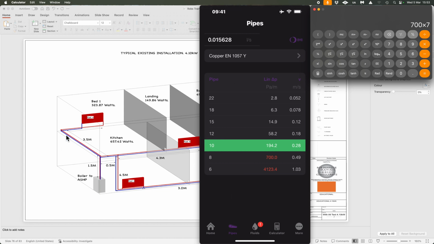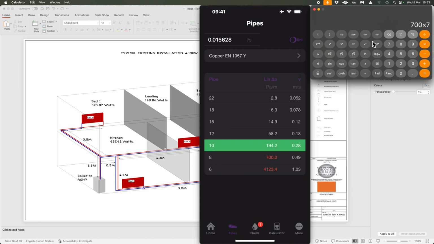But how many changes of direction do we have now for our fittings? Remember we said 10% per change of direction. Well, we've got a change there as it tees and it goes left. That's one change of direction. We've got another change of direction there, and we've got another change of direction back up into the radiator. So that will be 3 changes of direction.